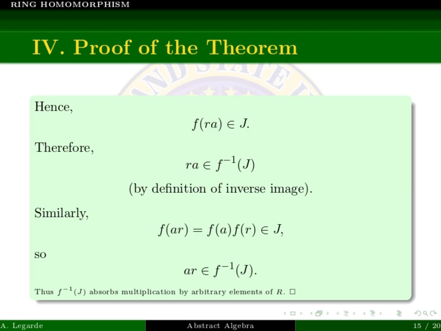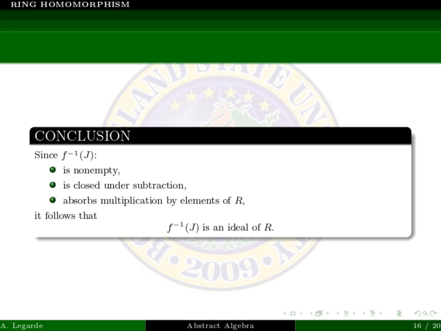Thus, all the conditions for being an ideal are satisfied. At this point, we have shown that the inverse image is non-empty, closed under subtraction, and absorbs multiplication. Therefore, we conclude that F inverse of J is an ideal of R.